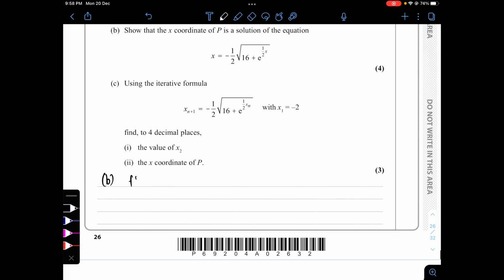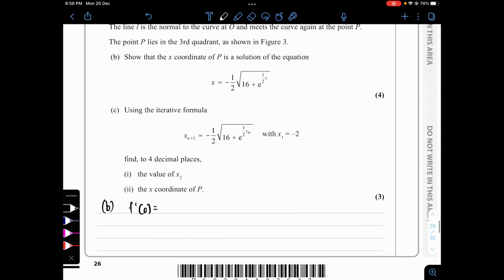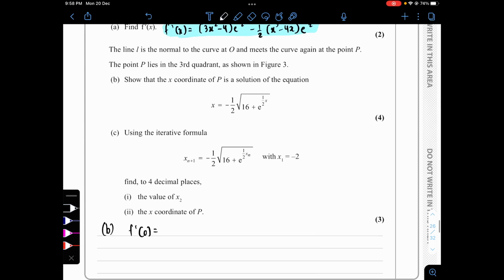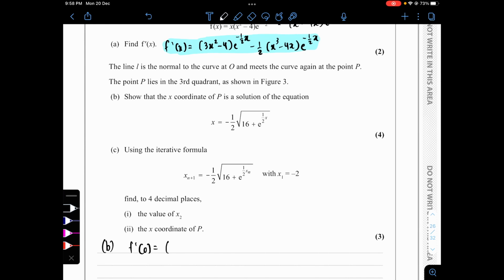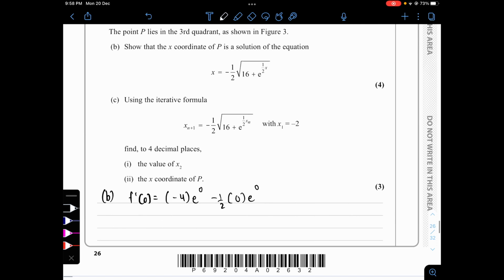So finding the gradient at 0 will be the differentiation at 0. That's pretty easy. So that's 0 minus 4, so that'll be minus 4 e to the power of 0, which is just 1, minus a half, and then x cubed, all of this is 0, so that's 0, and then this is also e to the power 0. So we're left with just minus 4. So the normal gradient will be minus 1 over negative 4, so that will be 1 over 4.